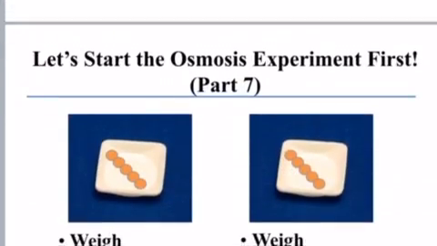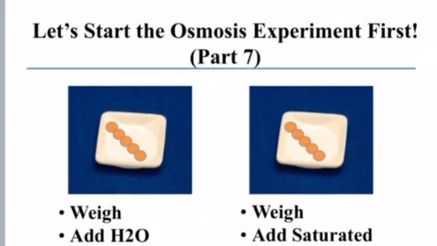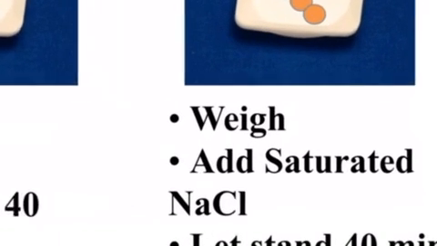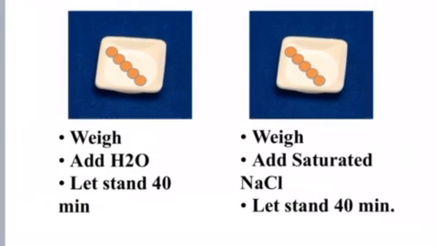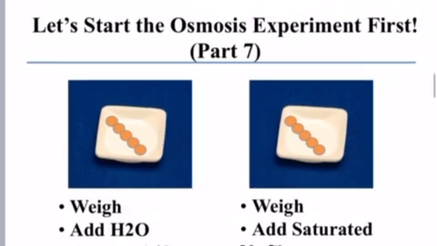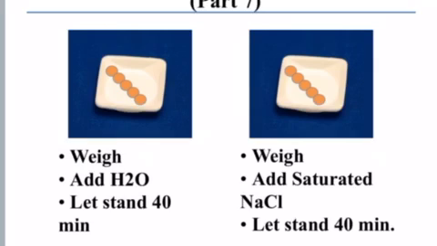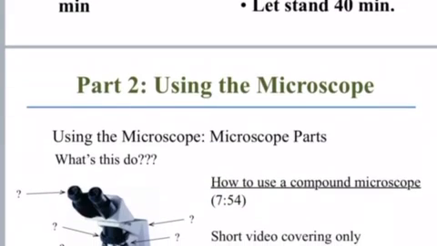Okay, so the first thing we're going to do also is look at how water behaves in the presence of solute, in this case salt. So we'll have 2 potatoes. You'll weigh them beforehand. You'll add H2O to both, and then you'll add salt to the other one. So water, and then water and salt. You'll let those stand for 40 minutes. So actually part 7, you'll start immediately, and we'll make sure to remind you of that. So what you'll see is the water will be drawn to the high concentration of solute outside of the potato. So you should see a difference in the weight.